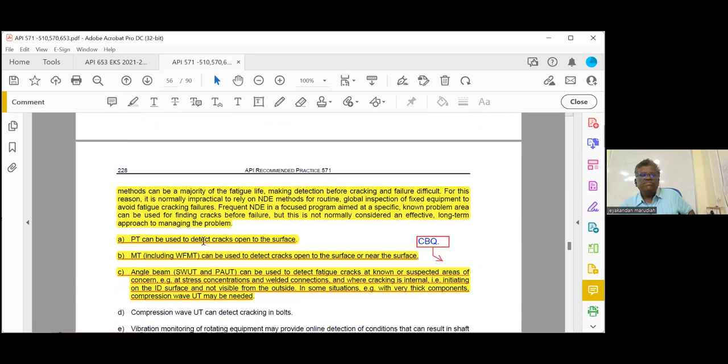Then inspection. PT can be used to detect cracks open to the surface, MT can be used to detect cracks open to the surface or near surface. Angle beam can be used to detect fatigue cracks in known or suspected areas. Here we use UT or PUT.